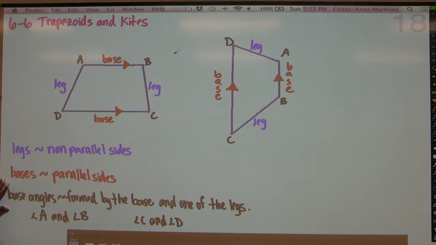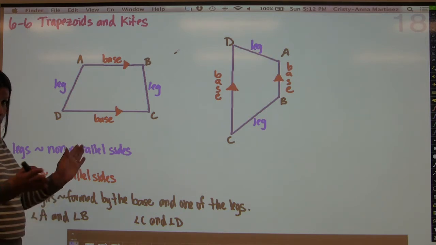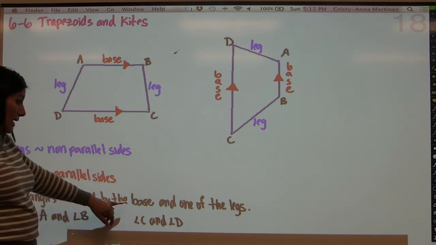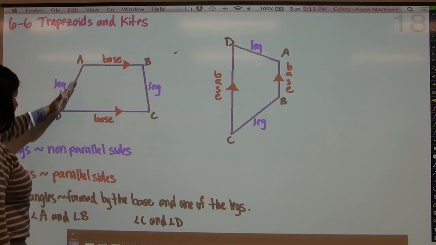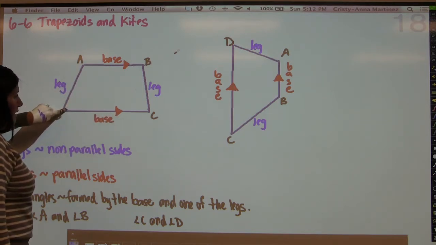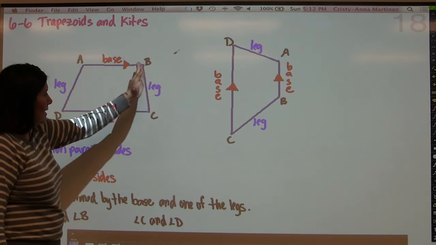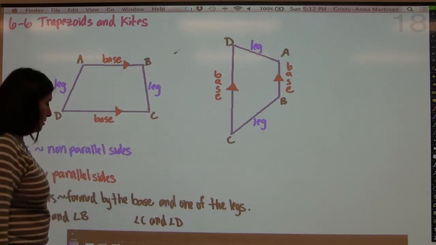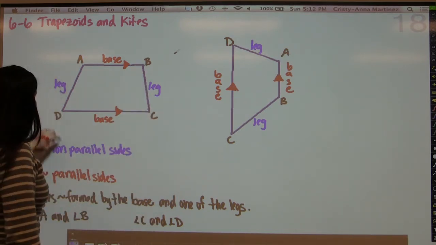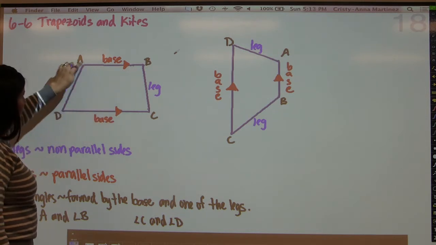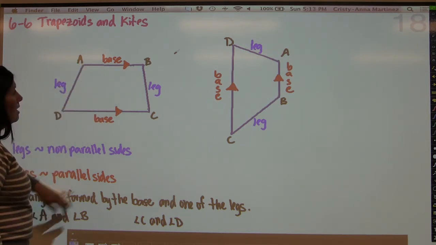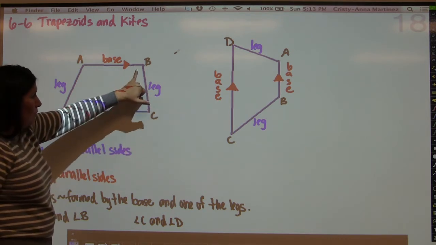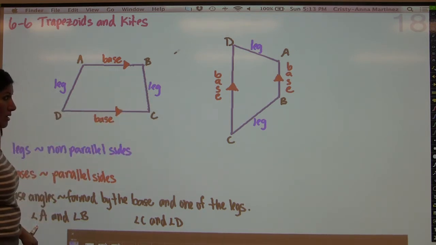And the base angles are formed by, because of course angles are formed by two sides, one of the sides is a base and one of the sides is one of the legs. So here you have a base and a leg, and so angle D is a base angle. And then you have a base and a leg, so angle C is a base angle. So we have C and D. And of course this is a base and this is a leg, so this angle is a base angle. So that's angle A, and base, leg, angle B is also a base angle.